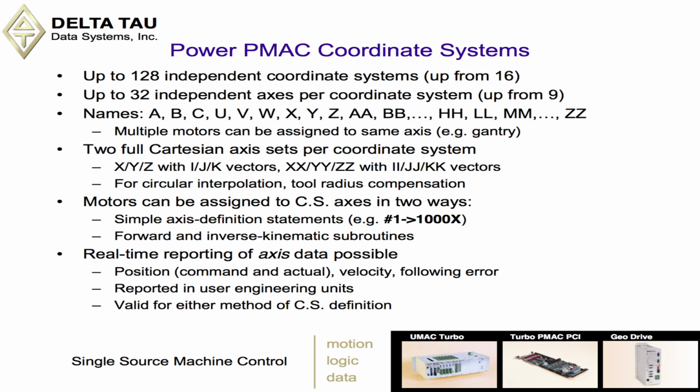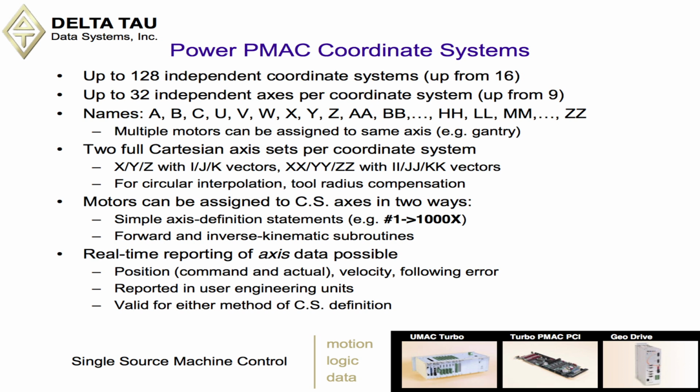Coordinate systems are our structure for grouping together motors that you want to act in a coordinated fashion. Hopefully it's obvious. If you want motors to go in a completely coordinated fashion, starting, stopping, changing speed at the same time, you put them in the same coordinate system. If you want independent operation, you put them in separate coordinate systems. And we can have up to 128 independent coordinate systems and up to 32 independent axes per coordinate system.